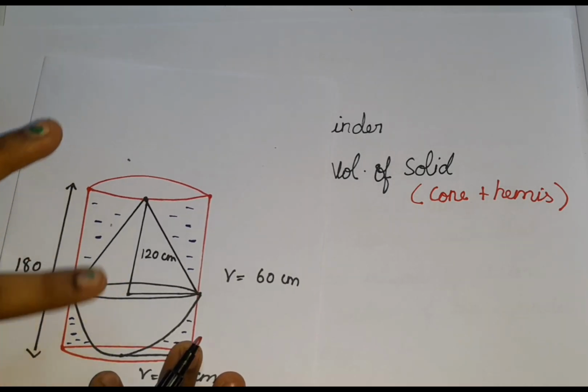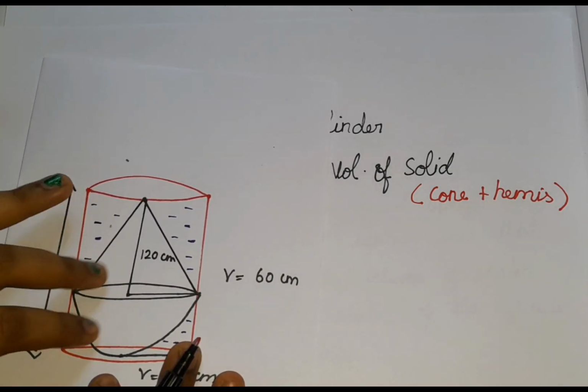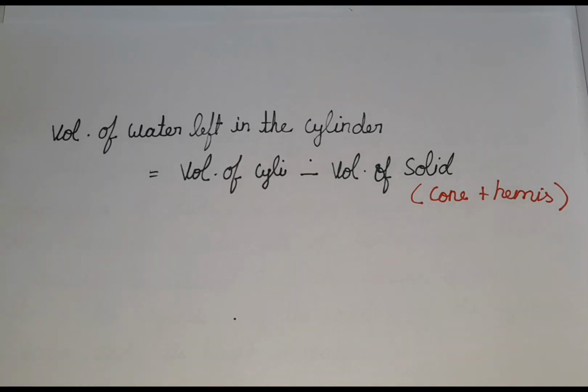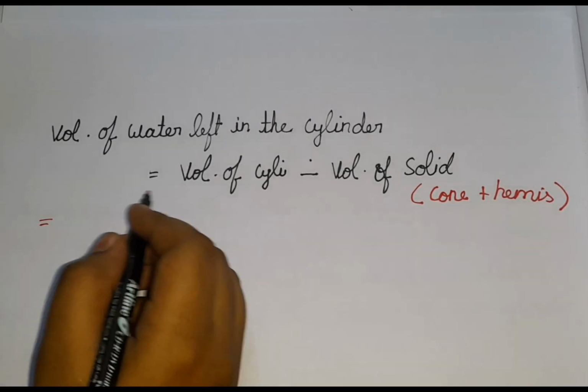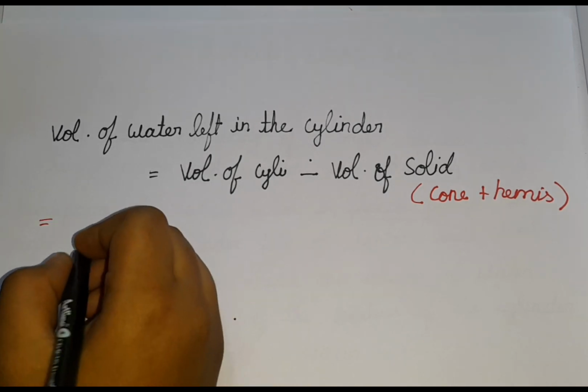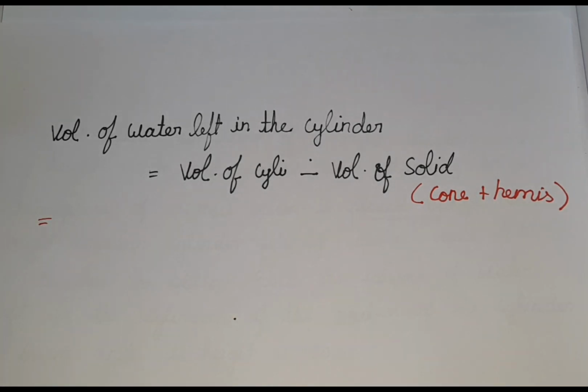We are supposed to remove the cone and hemisphere, and since they are attached, that's why I just wrote it like that. Okay, so now we can apply the formula. What is the volume of the cylinder? The volume of the cylinder is pi r square h.